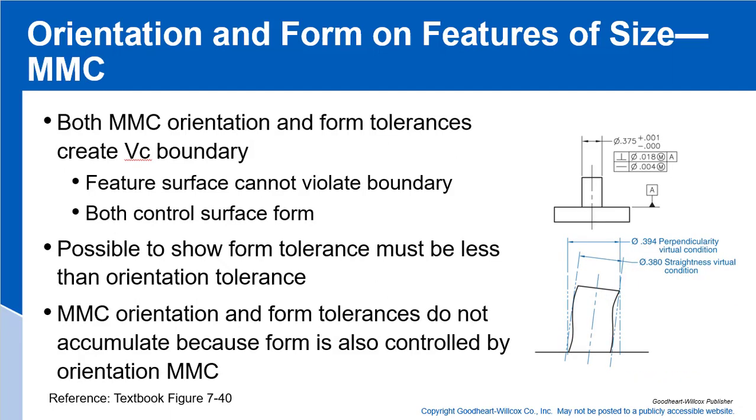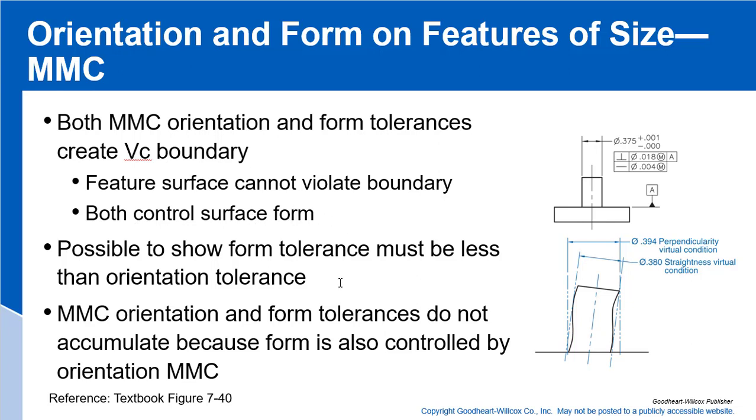And then here's our last slide that has to do with orientation and form tolerances on a feature of size still. Both the MMC orientation and the form tolerances will create a virtual boundary. In this case we have a perpendicularity virtual condition, and then we also have a straightness virtual condition. Both the MMC orientation and form tolerances will create a VC boundary, and the feature surface cannot violate the boundaries. That's the surface method. And then both control surface form.